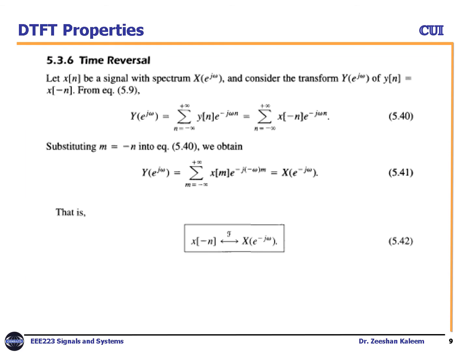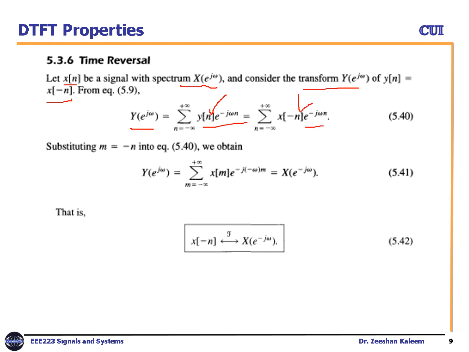The other property is time reversal. Time reversal means that if x[n] is the given signal and its spectrum X(e^(j omega)) is the Fourier transform, and you consider the transform Y(e^(j omega)) for y[n] equals x[minus n], then Y(e^(j omega)) is the summation from n equals minus infinity to infinity of y[n] e^(minus j omega n). Instead of y[n], put x[minus n].